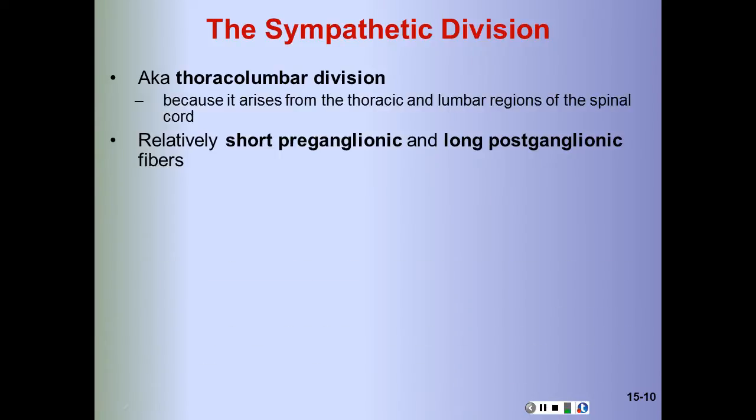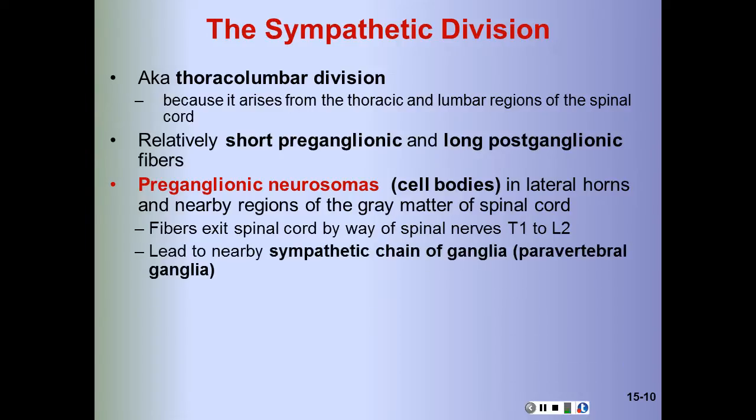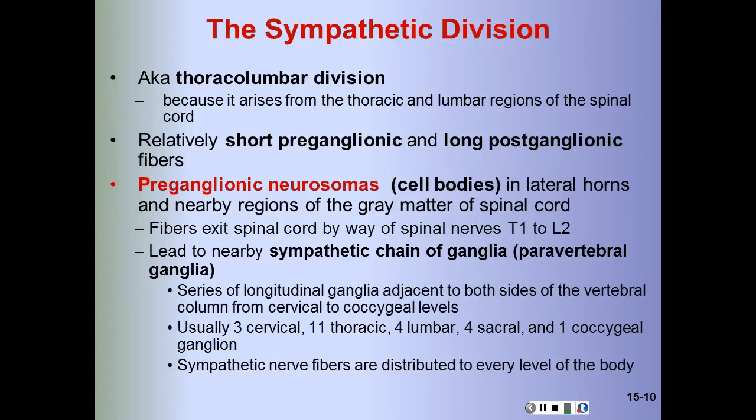Alright, so we're going to look at the sympathetic division of the ANS. It's also called the thoracolumbar division because it arises from the thoracic and the lumbar regions of the spinal cord, hence the name. The preganglion neurons are in the lateral horns and nearby regions of the gray matter of the spinal cord. Now their fibers exit by way of the spinal nerves, T1, thoracic 1, and L2, lumbar 2, and then they lead to the sympathetic chain of the ganglia, which are interconnected by longitudinal cords.